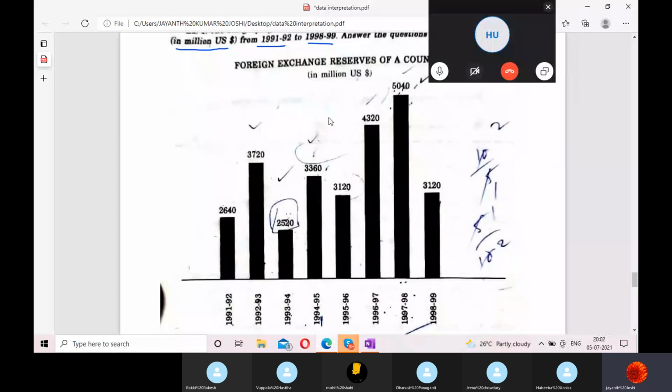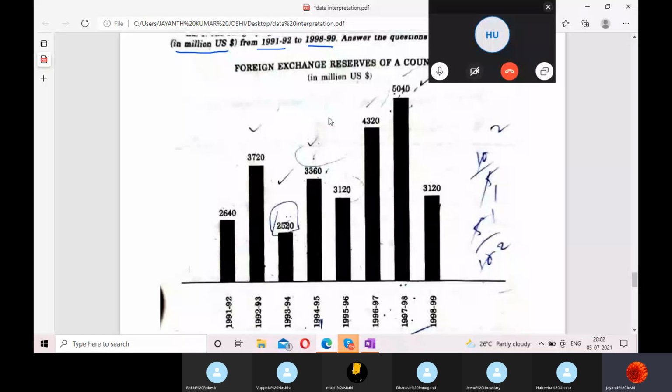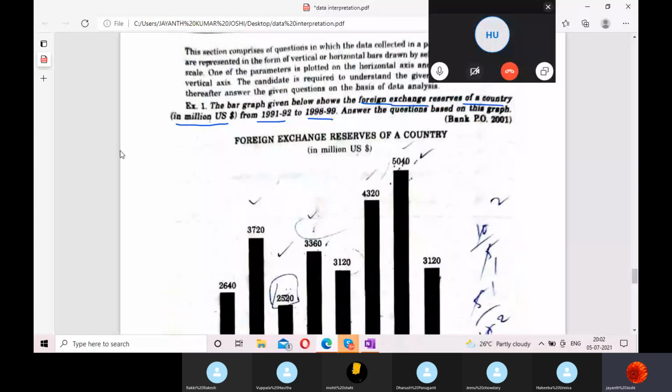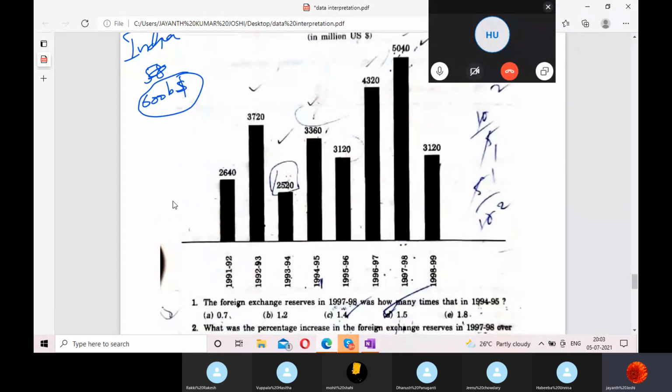All of you please follow up. So they have given the foreign exchange reserves of a country. See, foreign exchange reserve is nothing but... India also has, I think, 600 billion plus dollars of foreign reserves. Like that, there are some countries which have foreign exchange reserves. They did not mention the countries, but they have given the data.